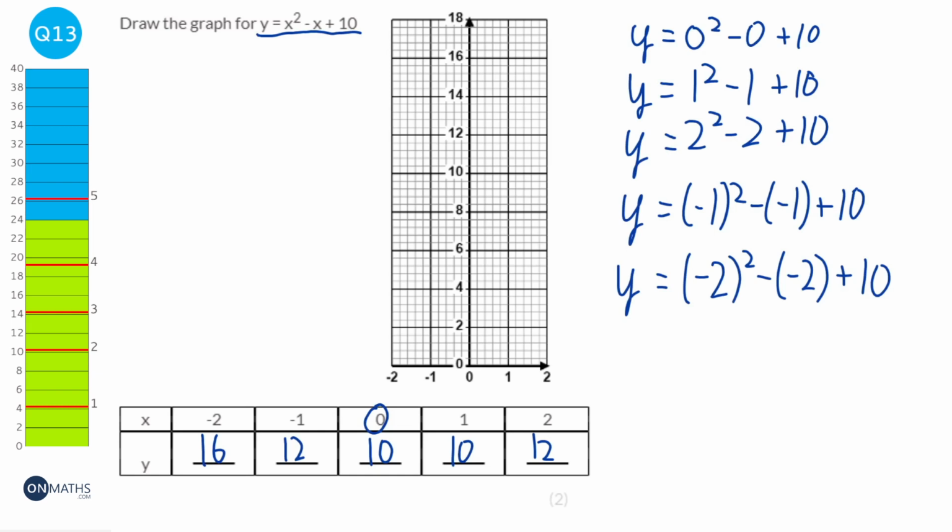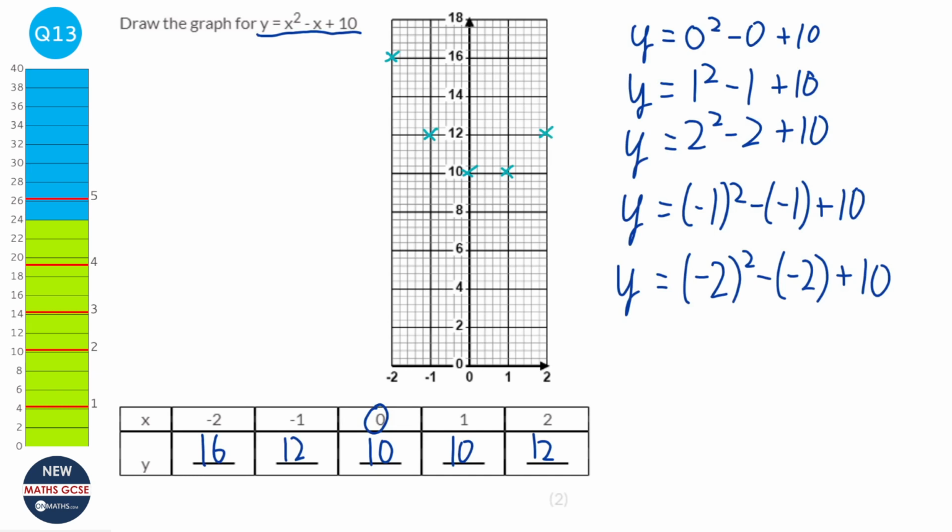And so we've got minus 2 is at 16, so that'll be there. Minus 1 is at 12, which will be here. 0 is at 10, 1 is at 10, and 2 is at 12.